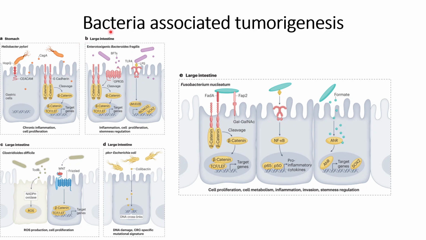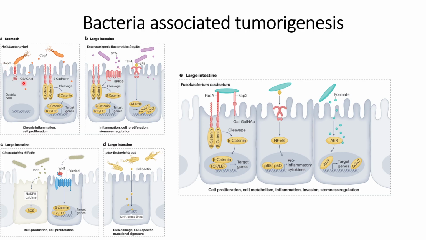In this video, we will discuss bacteria-associated tumorigenesis. We will discuss how various different kinds of bacteria affect different parts of the human body. We will start with the stomach, where Helicobacter pylori interacts with HopQ receptors.